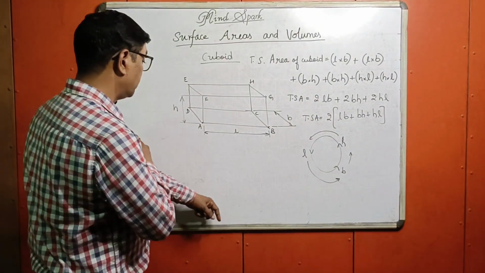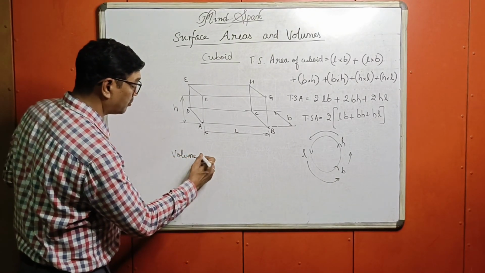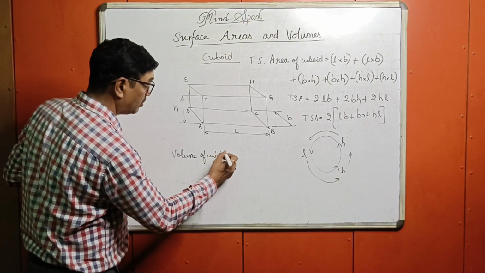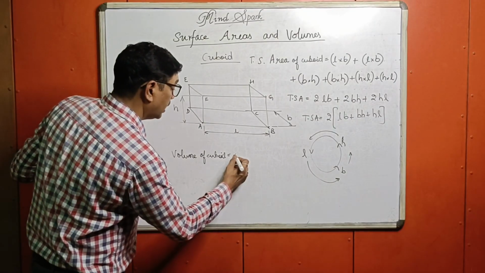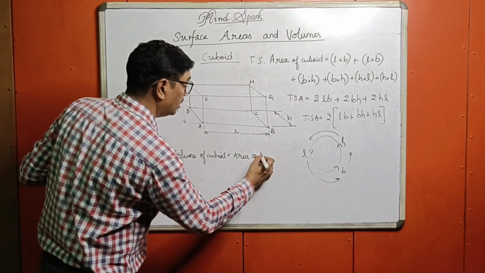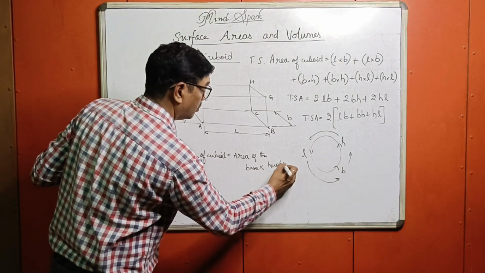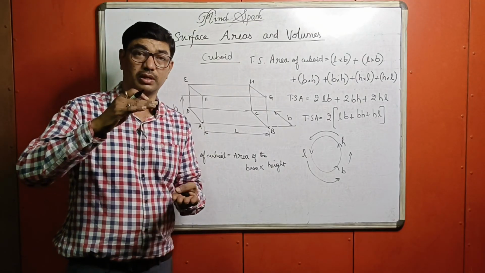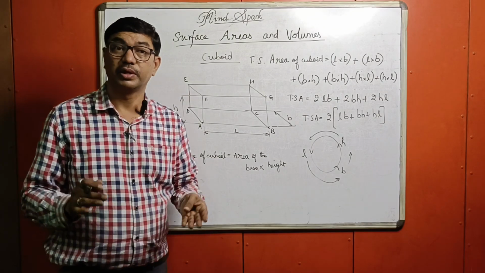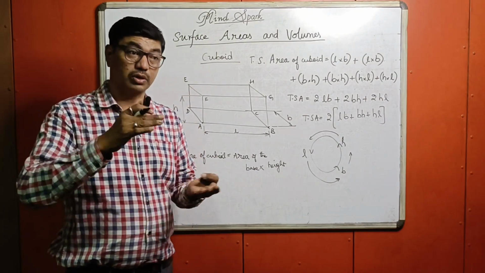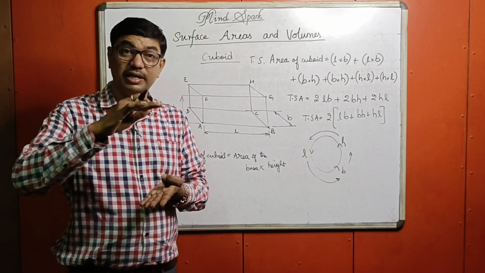Now coming to volume. Volume of cuboid is how much? I told you, volume of cuboid is the general formula. What is the general formula? Area of the base into height, for any prism. Prism is what? The top surface and bottom surface should be same. You can see here, top surface and bottom surface are same. So any object like cylinder or your cuboid, cube, all are having top surface and bottom surface similar. In that case, we call it a prism.